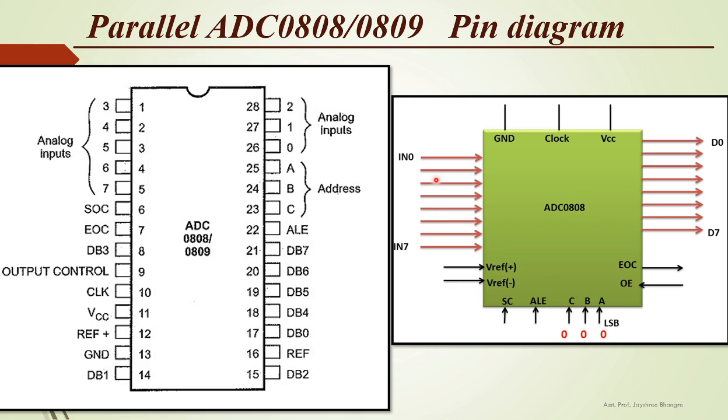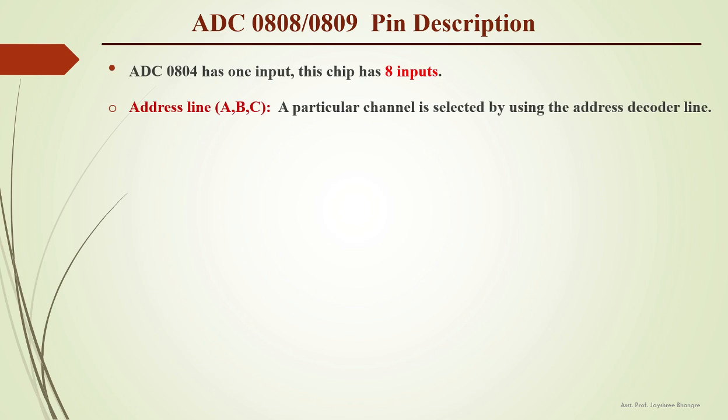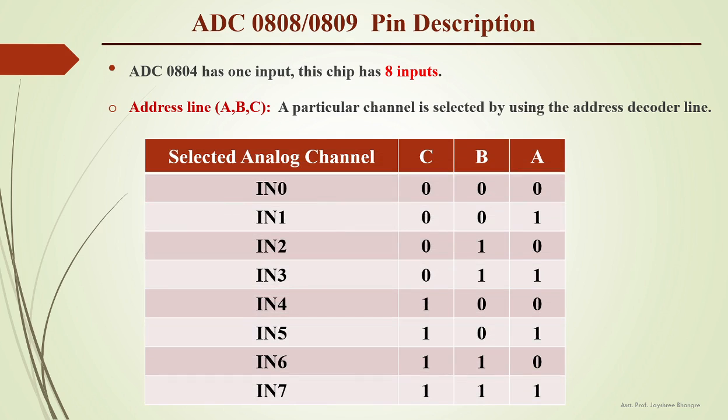So let's see all these pins in detail. ADC 0804 has 1 input and this chip has 8 inputs. So these 8 channels can be selected using the address lines A, B, C. Here the addresses and their channels are given. For in 0, this is the address, and if we send the address 001, then in 1 is selected. Similarly, the in 7 address is 111.